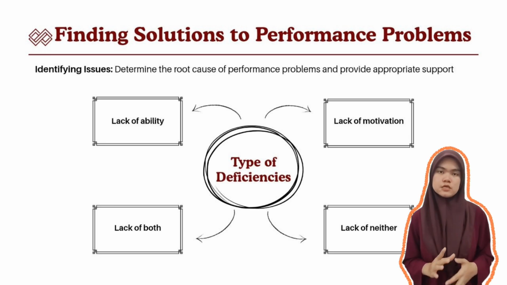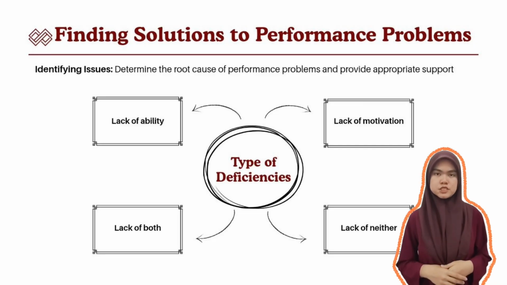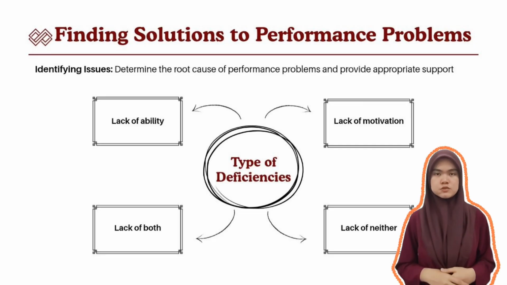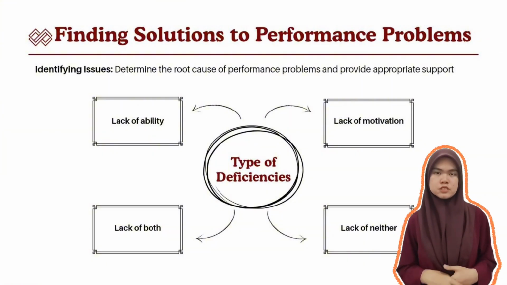In this case, employees have the required skills and abilities, but they are not motivated to perform at their best. This may happen because of low job satisfaction, lack of recognition, or personal issues. Managers can improve motivation through positive feedback, rewards, or recognition programs.